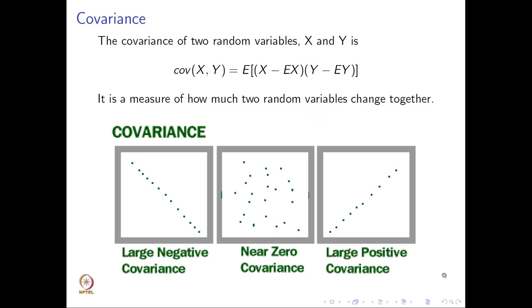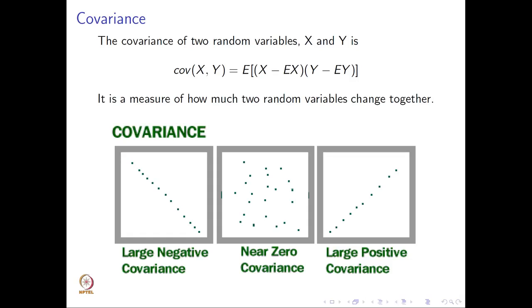The covariance of two random variables x and y is covariance of x comma y equals expectation of x minus expectation of x, into y minus expectation of y. Remember that the variance of a random variable x is nothing but the second central moment. Thus, the variance of a random variable measures the amount of separation in the values of the random variable when compared to the mean of the random variable.